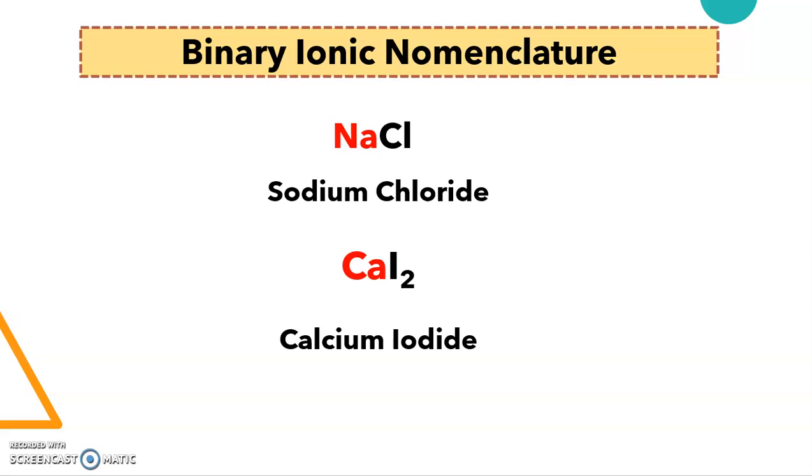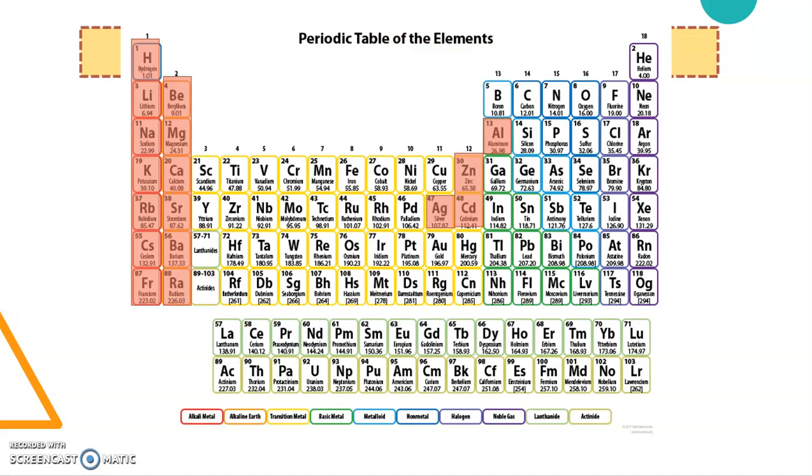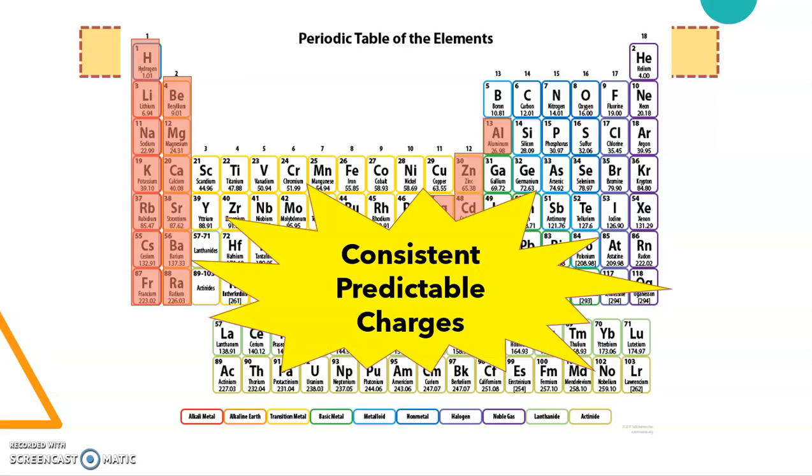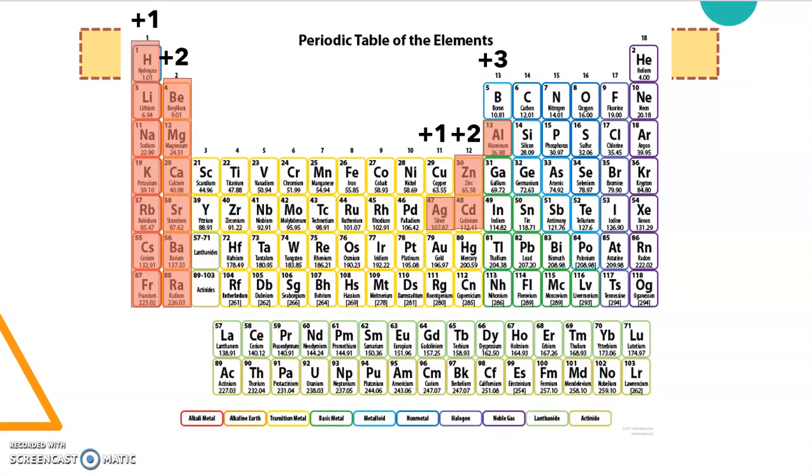compound. Now, in this case, sodium and calcium both came from this highlighted region on the periodic table. It came from the first two columns, or it was aluminum, zinc, cadmium, and silver. And this region on the periodic table is pretty special. And that's because they have consistent and very predictable charges of their ions. Just based upon where they are on the periodic table, I should always know what those charges are. And here's what they are.